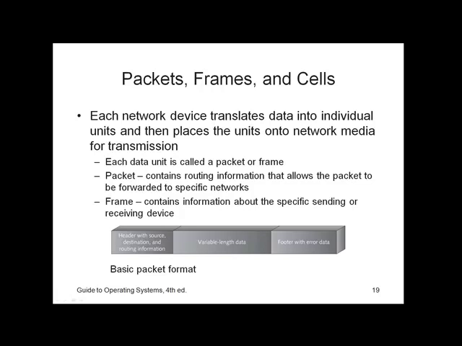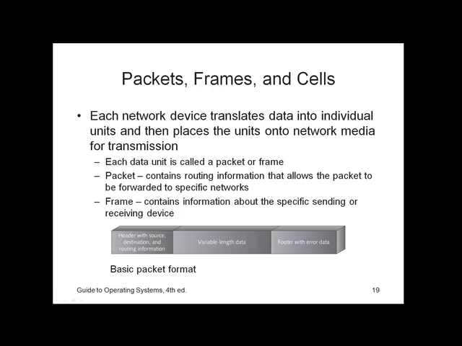You can't talk about networking unless you talk about packets, frames, and cells. Each network device translates data into individual units and then places the units onto network media for transmission. That's how data is sent. Now, we refer to these data units as a packet or frame. There is a difference. A packet contains routing information that will allow the packet to be forwarded to specific networks. A frame, on the other hand, contains information about the specific sending or receiving device.